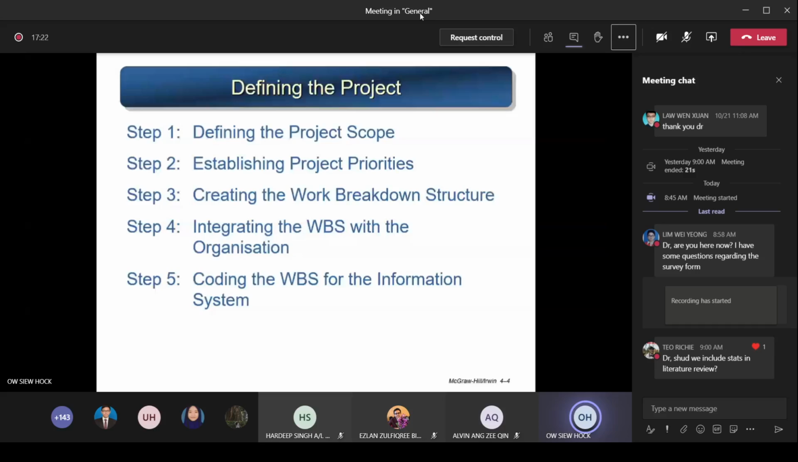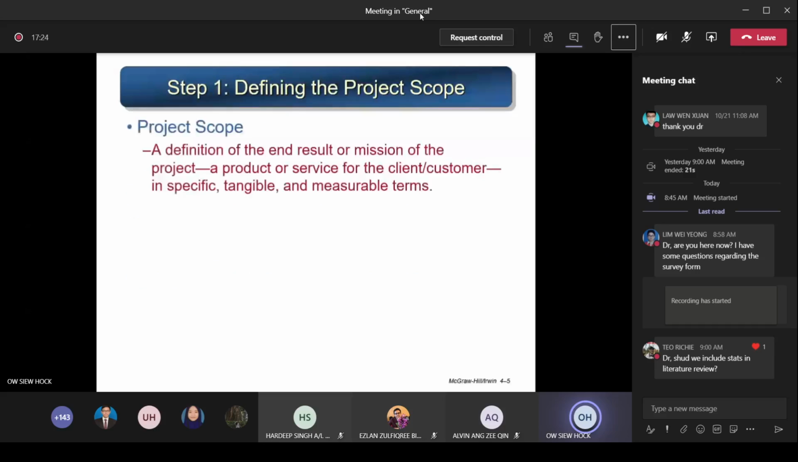Okay, let's see. Now, first step, defining the project scope. So what is a project scope? Project scope basically is a definition of the end result or mission of the project. So what is the mission of the project? It can be a product or it can be a service for the client or your customer. So when you define the project scope, you must define it in specific, tangible, and measurable terms so that you can measure whether you have achieved the project scope or not. Okay, then you can tell. Later you can measure as you do the project progress.